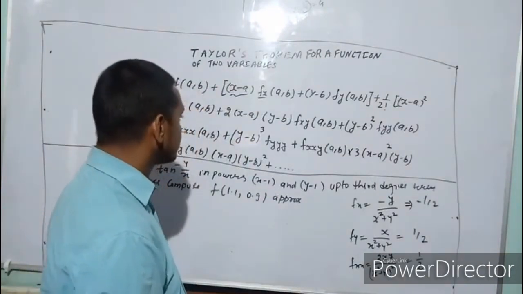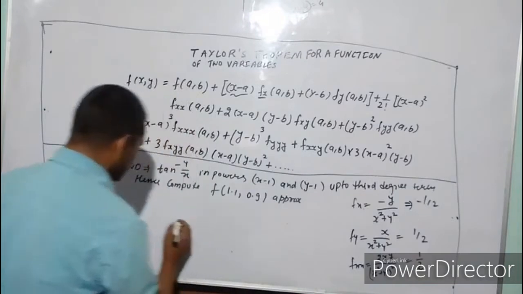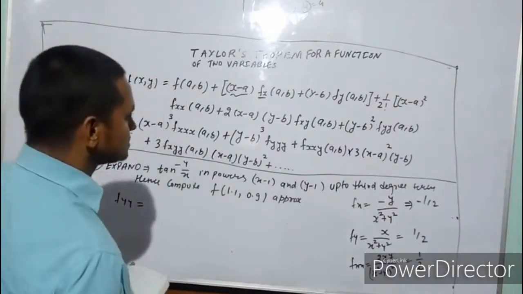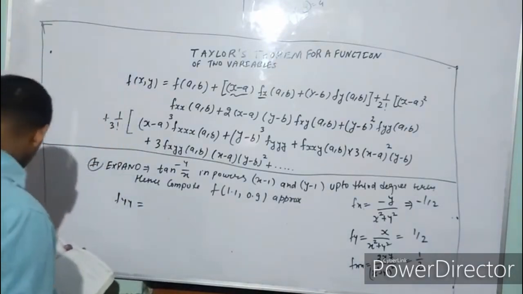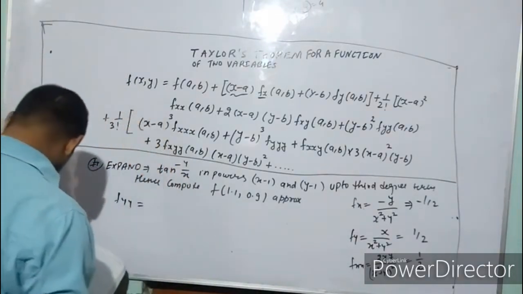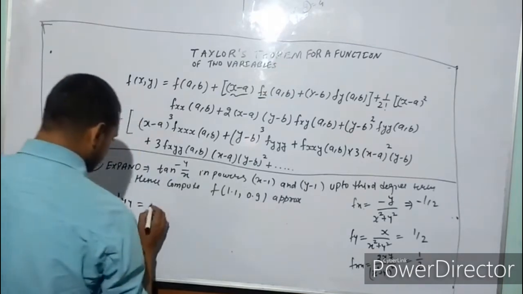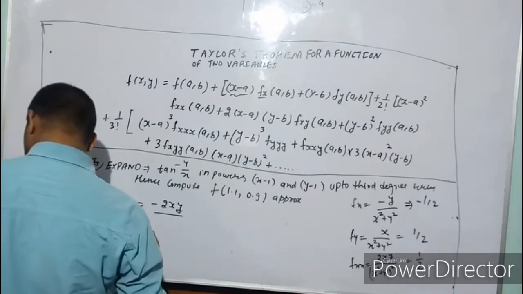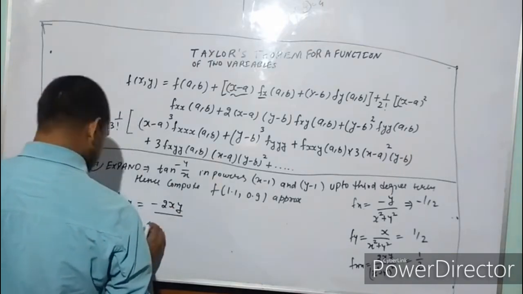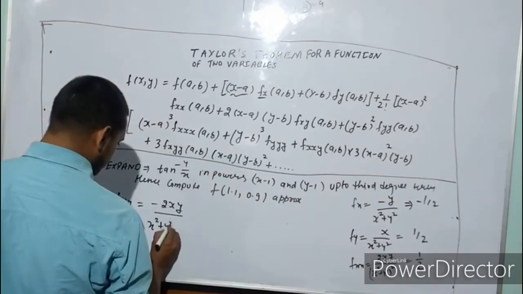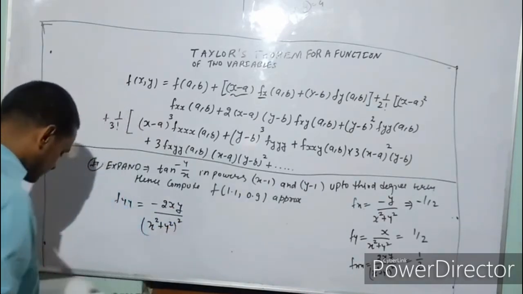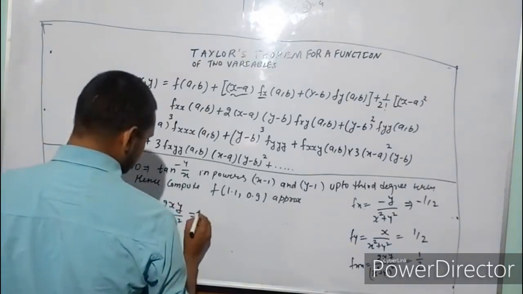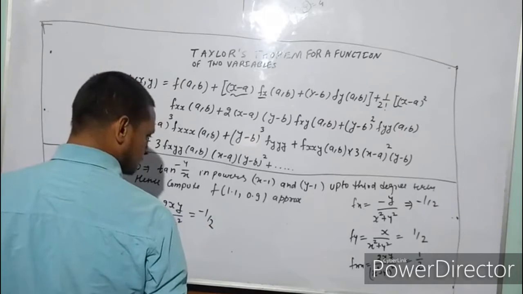fx, fy, f double dash x and fyy means double derivative with respect to y of that function. So it is minus 2xy divided by x square plus y square whole square. So we get again minus 1 over 2.